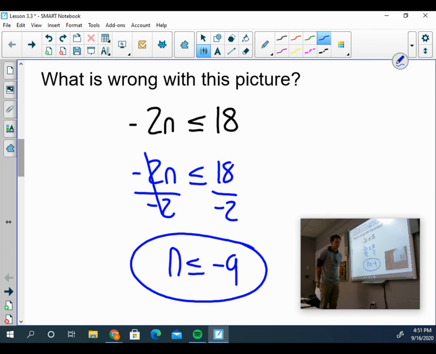What I hope you did as a last resort, maybe you didn't, is go ahead and check my answer. I want you to plug a number that is less than or equal to -9 back into the original and tell me if it makes the inequality true.